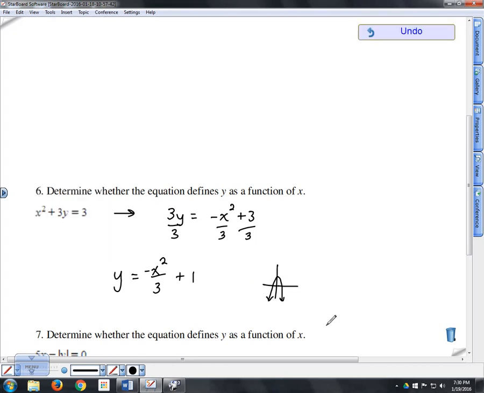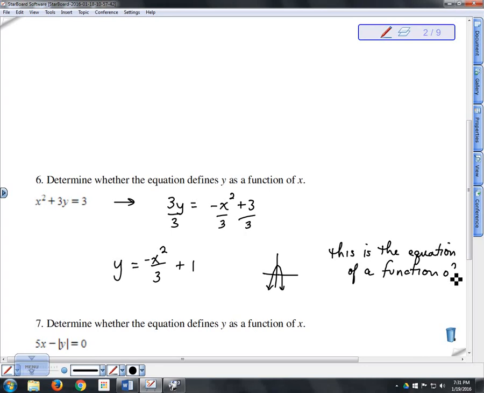Another way, you could just make a table of values and plug in different x values. Make sure you only get one value out for y, but this is the equation of a function. Specifically a function of x.